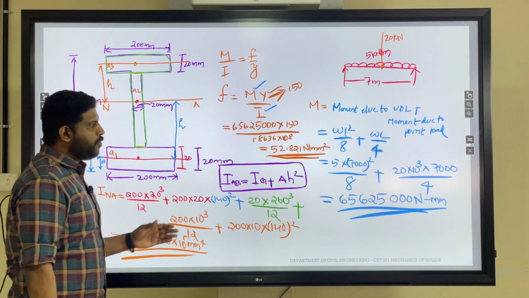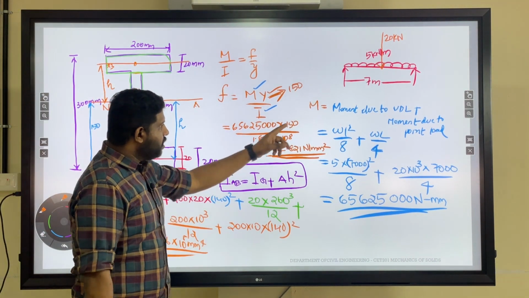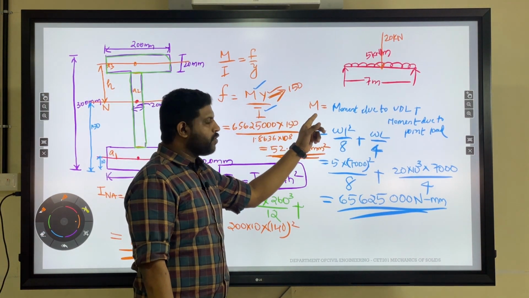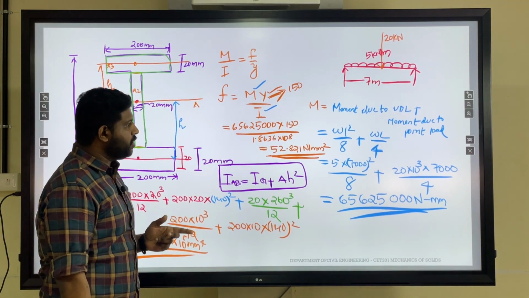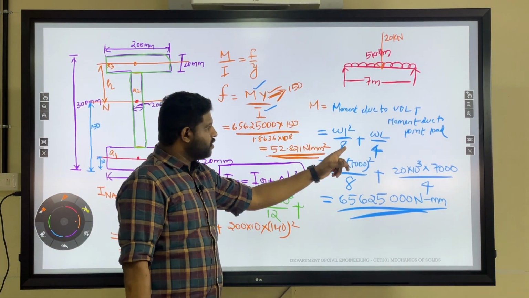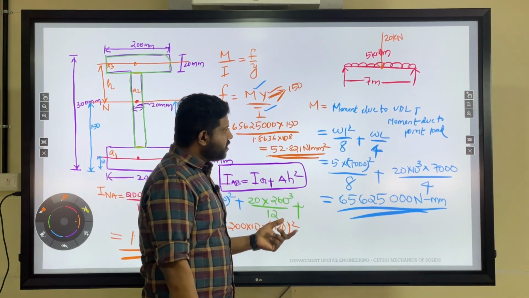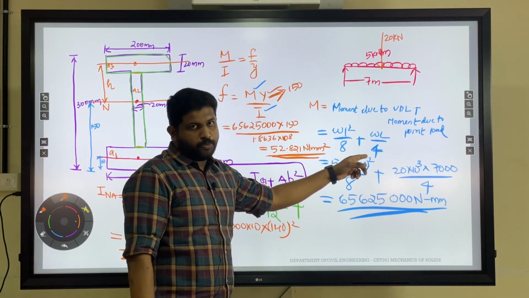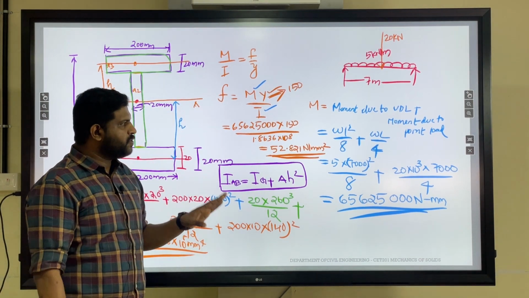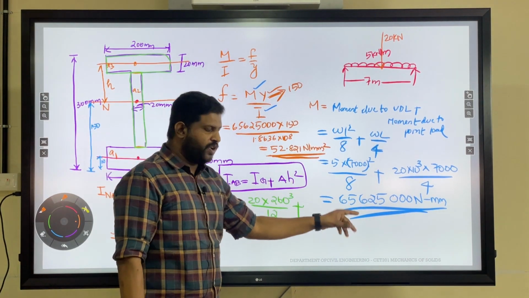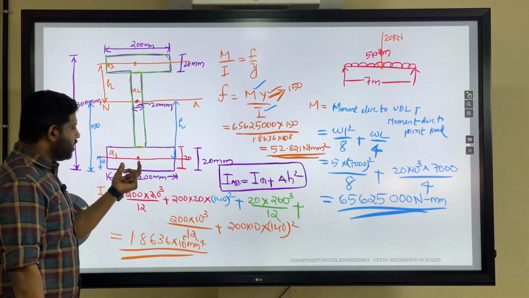The differences in this problem compared with the previous one: the first difference is the calculation of bending moment. In the previous case, we had only one loading condition, a UDL only, so w L squared by 8. In this question, we have a UDL as well as a point load. So the total moment is the moment due to UDL plus the moment due to point load. That is the difference.